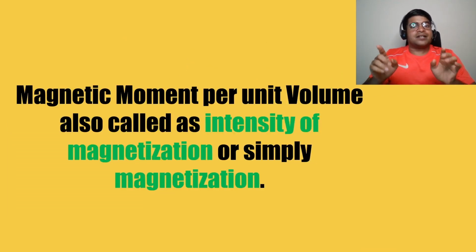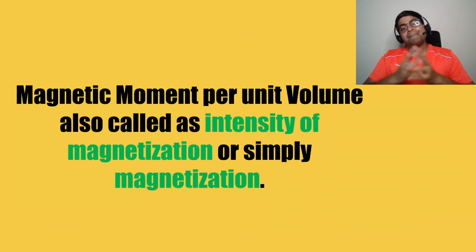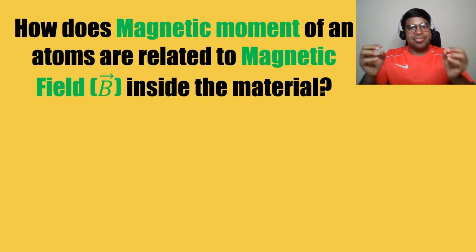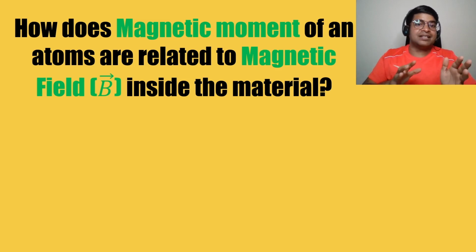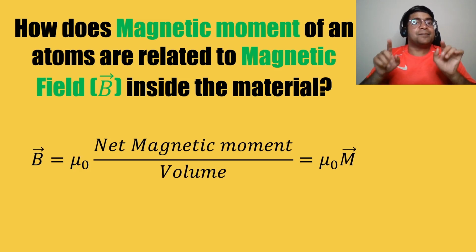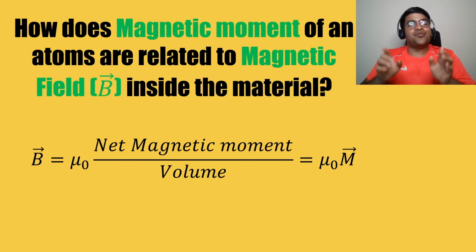For your information, magnetic moment per unit volume is also called intensity of magnetization, or simply magnetization, and its unit is simply ampere per meter. If I have to answer the question, how are the magnetic moments of atoms related to the magnetic field B inside the material, the answer is it is not directly related, but it is the net magnetic moment per unit volume multiplied by a constant, which is mu naught. And here we have described a new quantity, capital M, which is the net magnetic moment per unit volume for a permanent magnet material.